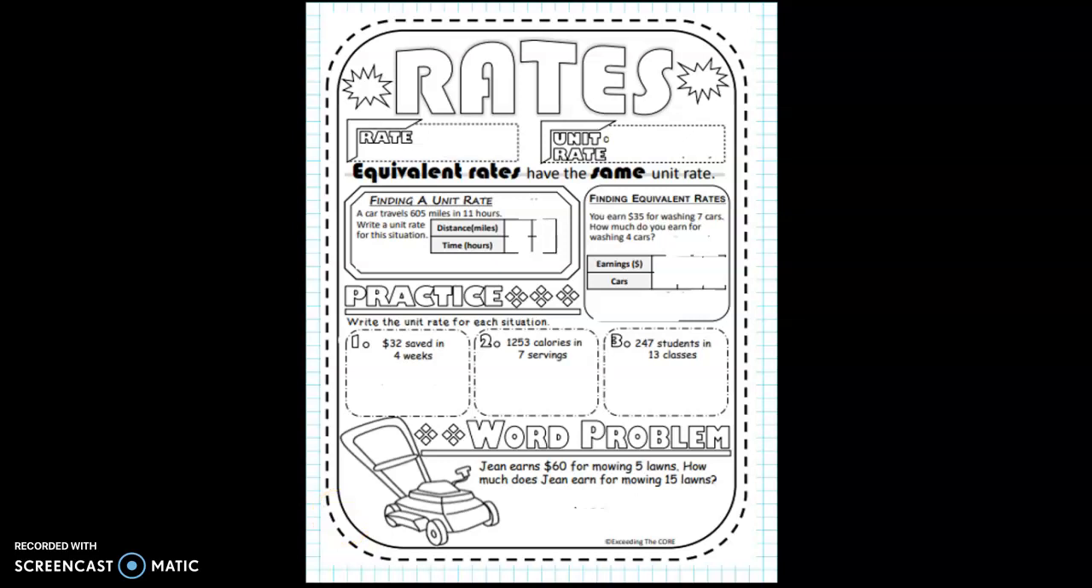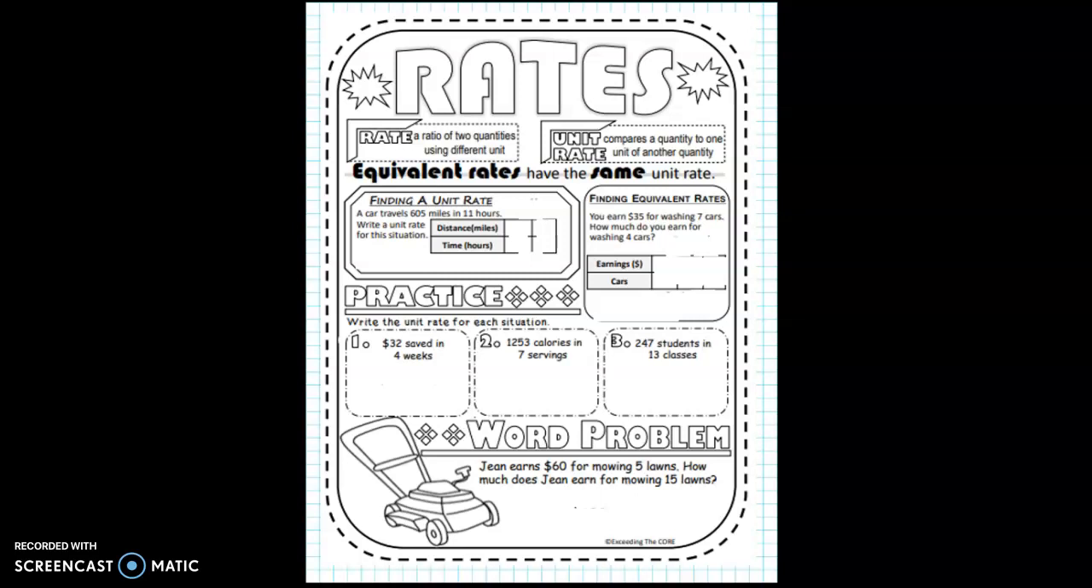Ratios can be used to find rates and unit rates. A rate is a ratio of two quantities having different units. But a unit rate compares a quantity to one unit of another quantity. In other words, one of the numbers has to be the number 1.